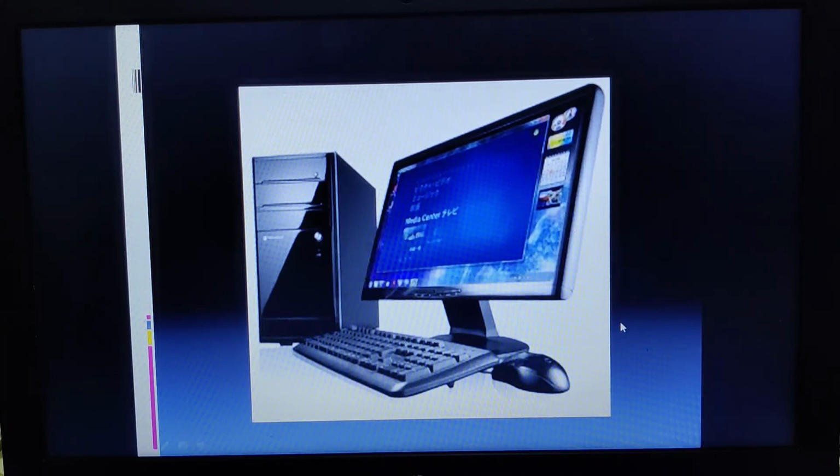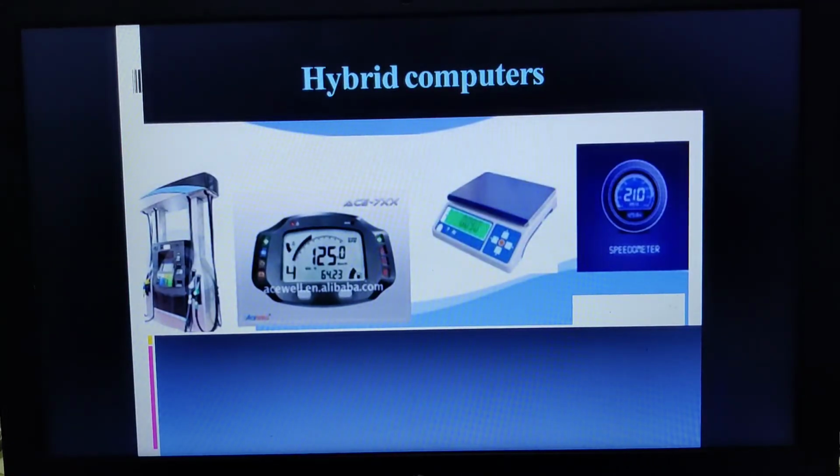Then moving on to the next type of computer, the hybrid computer. These hybrid computers have the features of both analog computers as well as digital computers. They utilize the best qualities of both. These hybrid computers have the speed of analog computers, but the accuracy of digital computers. That means they may be slow in processing, but they give you accurate results.